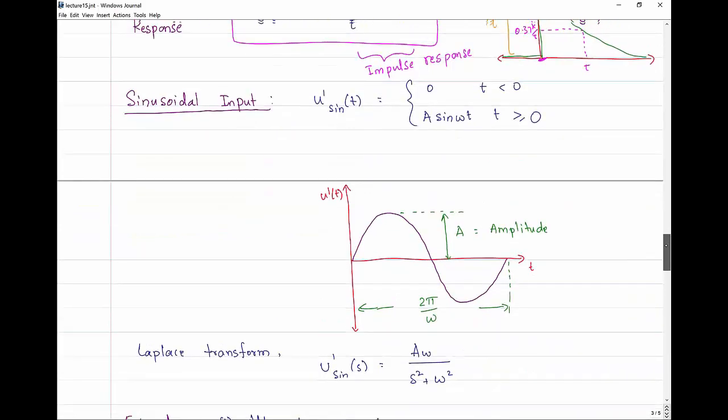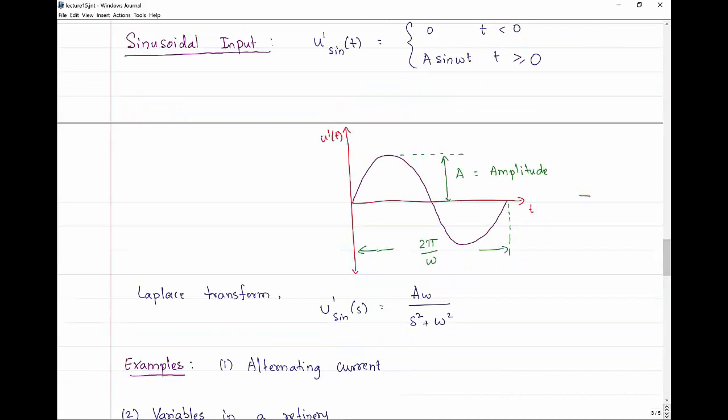Now let's look at the response of a first order system to a sinusoidal input. This is interesting because unlike other responses, the response to a sinusoidal input also turns out to be a sinusoidal response. A sinusoidal function in time domain can be defined as follows. It's equal to 0 for times less than 0 and is equal to a times sine omega t for times greater than or equal to 0.